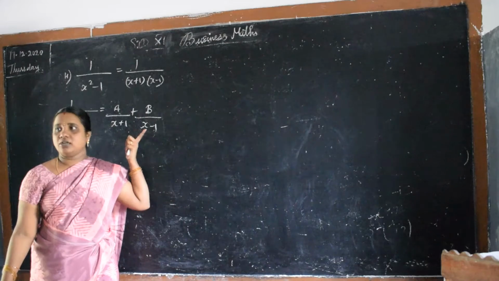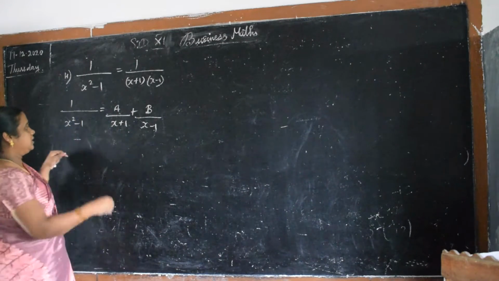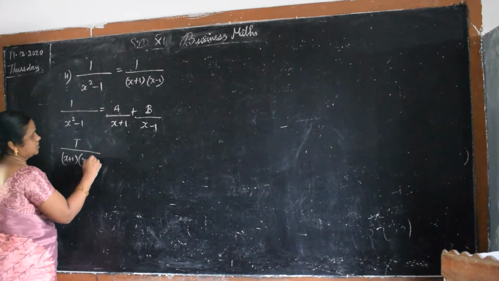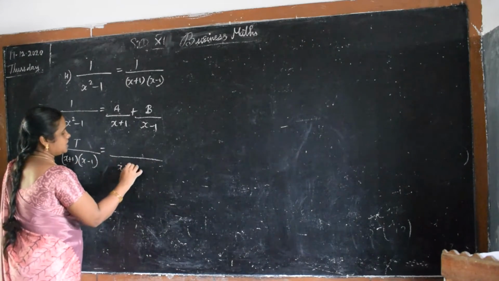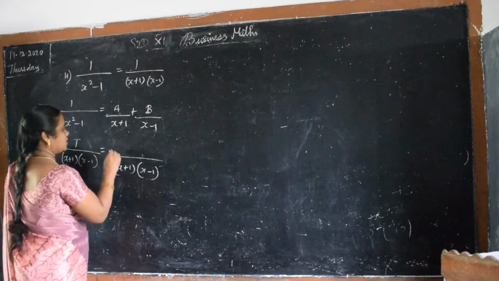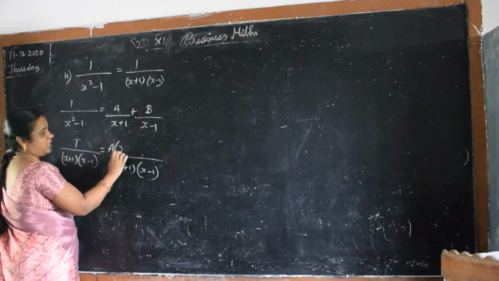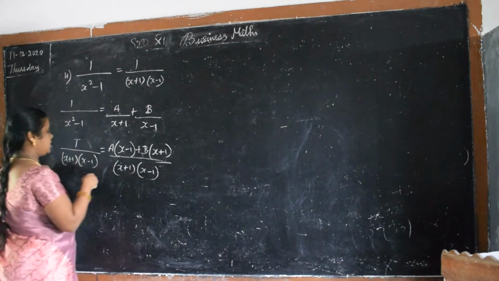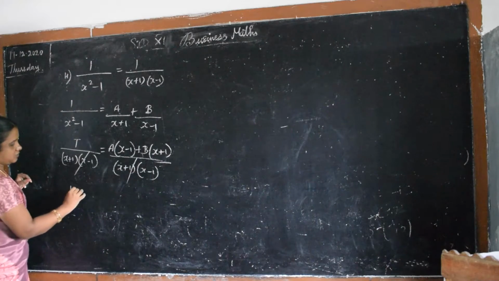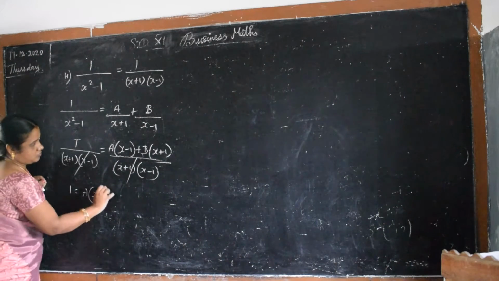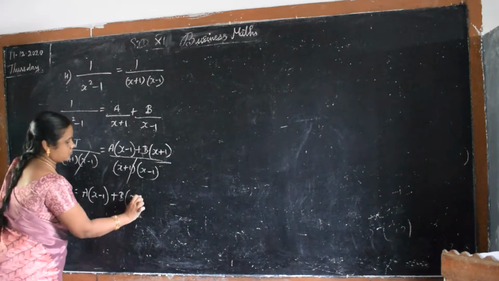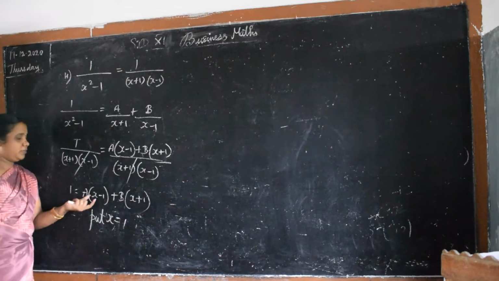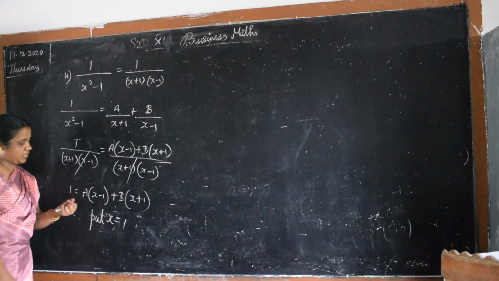See, our denominator is a non-repeated factor. Take LCM. Our LCM is x plus 1 into x minus 1. So a into x minus 1, b into x plus 1. Okay, children, now I am going to cancel the denominator. Now put x is equal to 1. When x is equal to 1, you will get the value of a as 0.